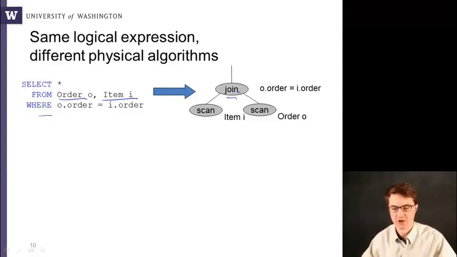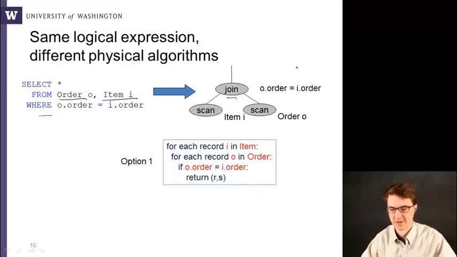Well, we've got to specify how we're going to do that join. Let me tell you about a couple of the options here. One, in very high-level pseudocode, looks like this. We could say for each record I in item, and for each record O in order, check to see if those two records agree on the order attributes, and if so, return it, and that's a join result. You know, they match.